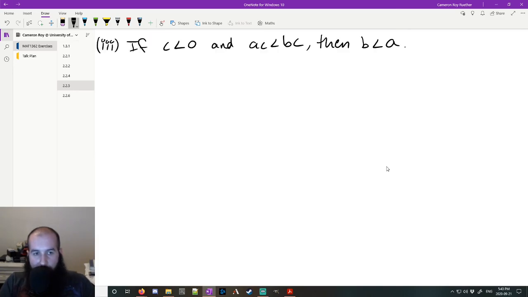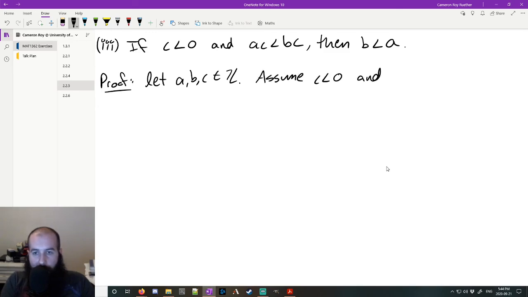Part 3 is very similar, except now we're working with C less than 0. And if C is less than 0 and AC is less than BC, then B is less than A. So the inequality flips when you multiply by a negative number, is what this is proving. So, proof, let's begin the same way. Let A, B, and C be integers. Assume C is less than 0 and AC is less than BC.